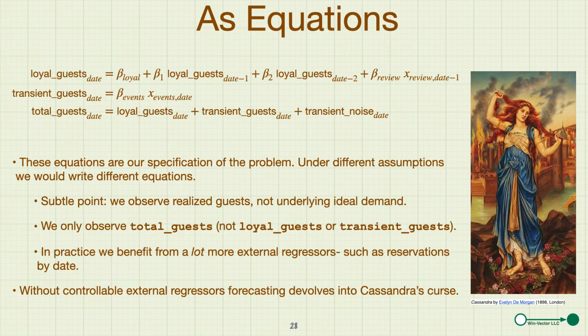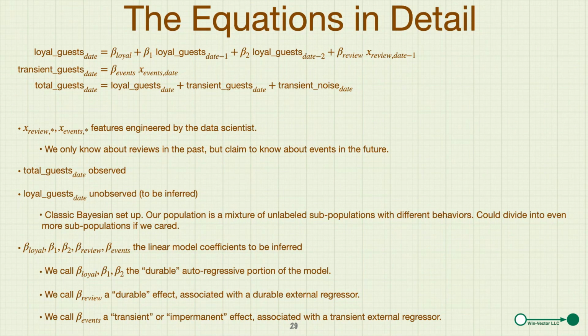And since loyal guests and transient guests are not observable, we also have to guess at those values as part of the model fitting. And that's kind of my heterodox point in this talk, that inferring this decomposition of your past system, which is something Prophet does for you, is actually possibly more invaluable than even forecasting. You can make policy choices for your restaurant if you even just know the ratio of loyal guests to transient guests. So the equations in detail are written down.